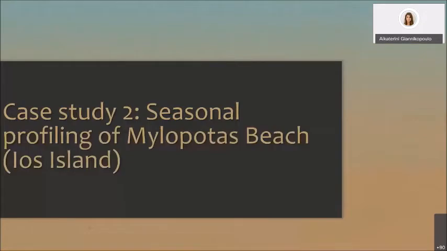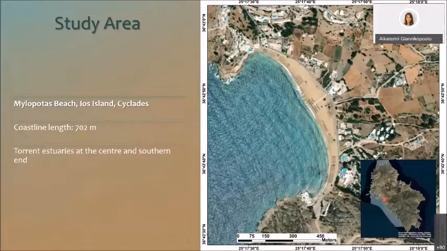The second case study focuses on the sedimentological and geomorphological features of Milopotas Beach in Chios Island in order to determine seasonal changes in the texture of coastal sediments, and preliminary results are presented. Milopotas Beach has a total length of 702 meters with a direction of northwest to southeast. The upper limit of the beach is bounded by vegetation and human constructions. At the south and central part of the beach, there are 2 torrent estuaries supplying the coastal sediments with fluvial torrential deposits.